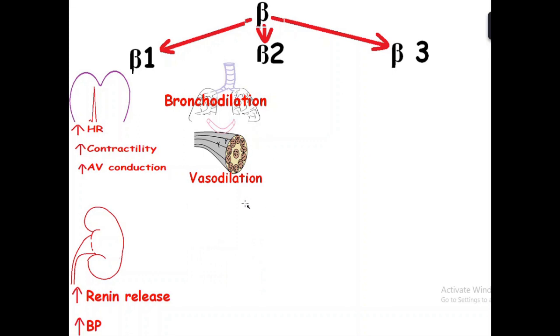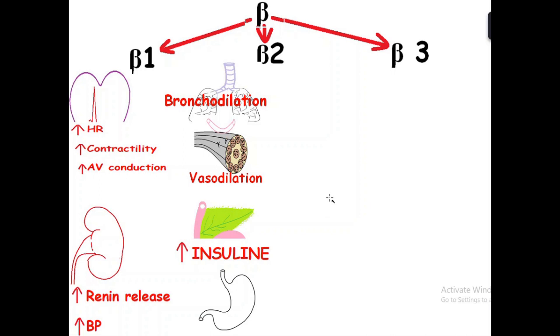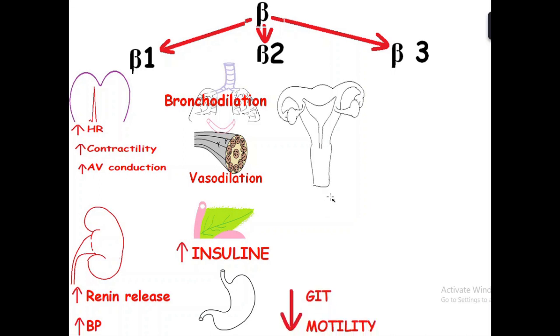They are also located on smooth muscles in the gastrointestinal tract and uterus, and when they are activated there they lead to smooth muscle relaxation. The smooth muscle relaxation results in decreased GIT motility, and in the uterus it can cause inhibition of labor. Lastly, beta 2 receptors can be found in the pancreas, and when they are activated there they lead to increased insulin secretion.